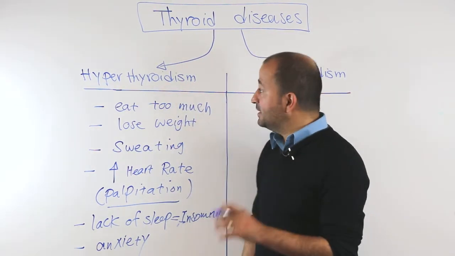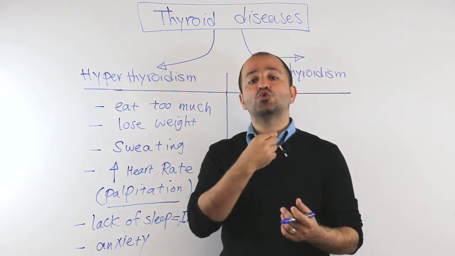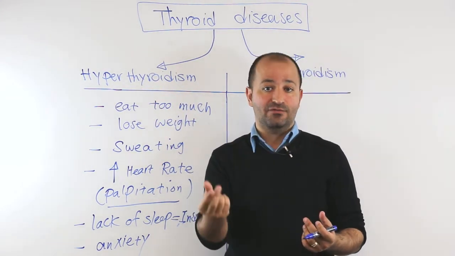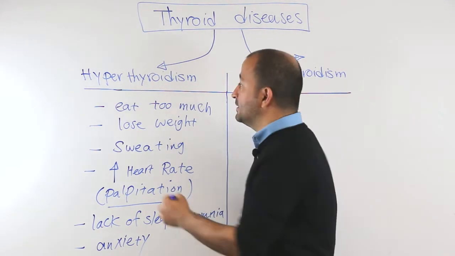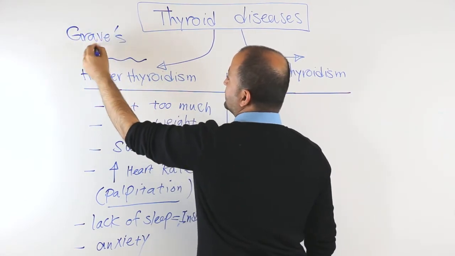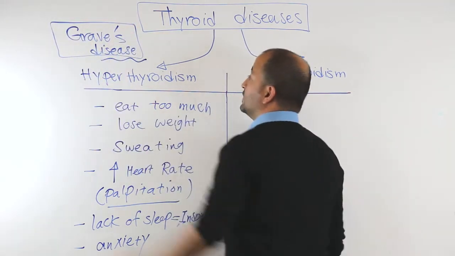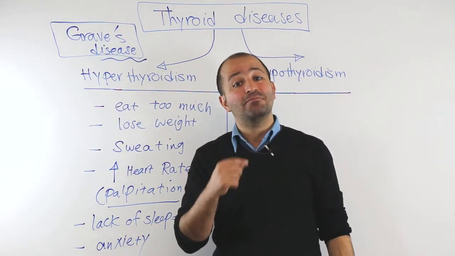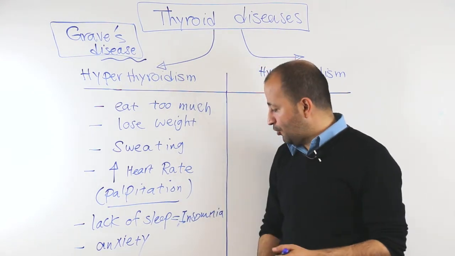There are different diseases that might cause hyperthyroidism. If somebody has a tumor inside the thyroid gland, for example, it produces too much hormone. One of the most common ones is a disease called Graves' disease. Graves' disease causes the thyroid gland to become hyperactive and produce too much thyroid hormone.